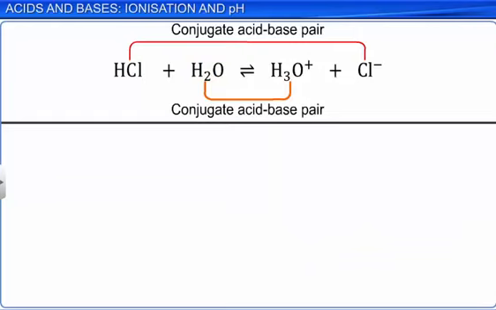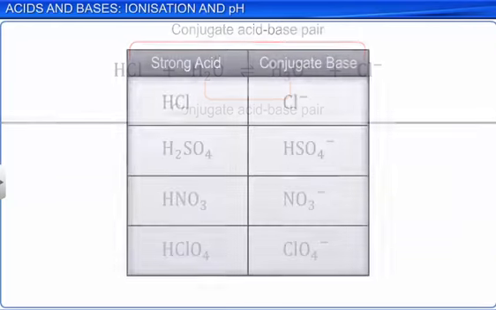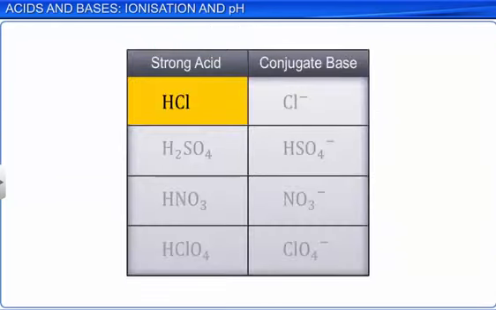Strong acids like hydrochloric acid HCl, sulfuric acid H2SO4, nitric acid HNO3 and perchloric acid HClO4 have very weak conjugate bases like chloride ion Cl-, bisulfate ion HSO4-, nitrate ion NO3- and perchlorate ion ClO4-.